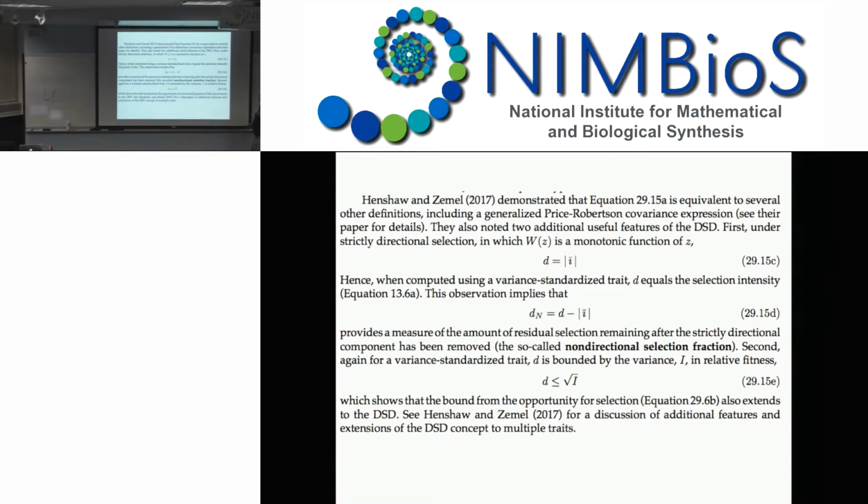The key part about that is if W of z is a monotonic function, and monotonic simply means that it's always increasing, like a line, it doesn't have a flat spot, it doesn't dip, then Hinshaw and colleagues showed that D equals the absolute value of selection intensity. So it's a nice connection. But they showed something else. You could take the value that you observe for D, subtract off the selection intensity, and that tells you the so-called non-directional selection fraction, what fraction is due to curvature, basically departures from linearity. You can also use D, and D can be bounded by the variance in fitness.